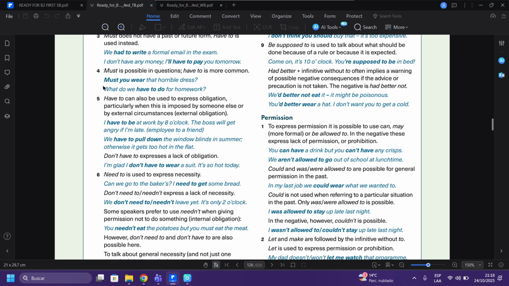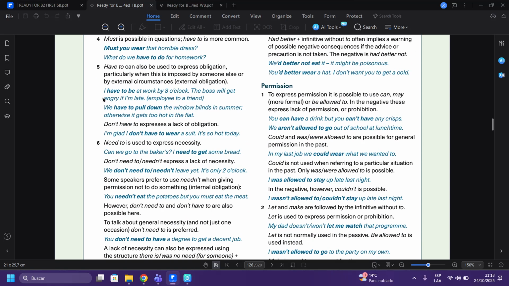Number four, must is possible in questions. For example, have to is more common in this case. Must you wear that horrible dress? Or what do we have to do for homework? You see? It is not common to use. Or we can mix this kind of modal verbs.